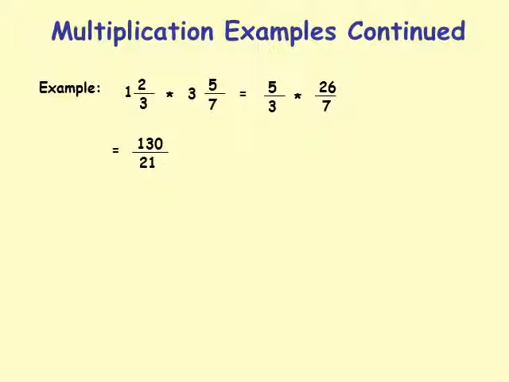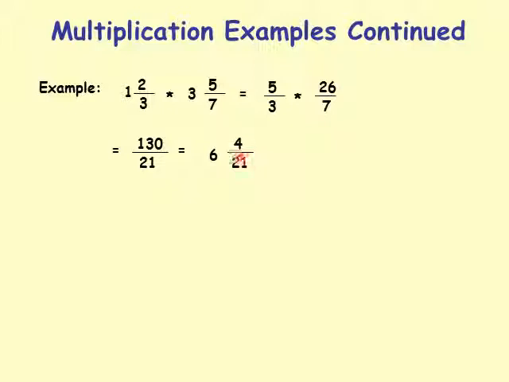So multiply the numerators. 5 times 26 is 130. Multiply denominators. 3 times 7 is 21. So 130 divided by 21. Now we have an improper fraction, and we have to convert that to a mixed fraction. So we're going to take groups of 21 from 130, and we can take 6 groups. So that gives me 6 groups, 6 as the whole number. When I take 6 groups of 21 from here, I got a 4 left. That's my remainder 4.